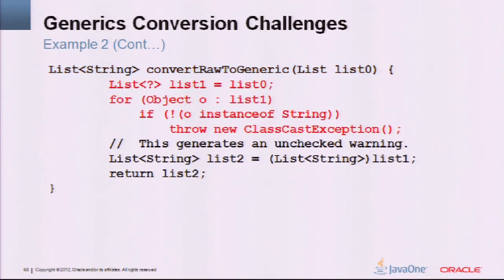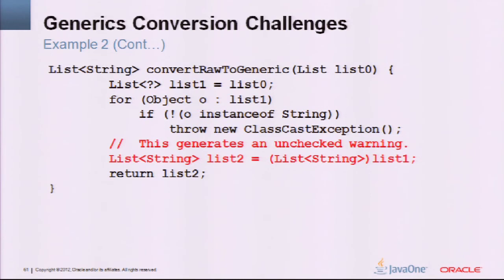So one way to do it is you assign list0 to a list of wildcards. That allows you to go through each of the elements of list0 one by one and check that all of them are instances of String. If not, you throw a ClassCastException right away, because you are anyway only going to accept a list of String. Once you do that, you can cast the list of wildcard to a list of String now.